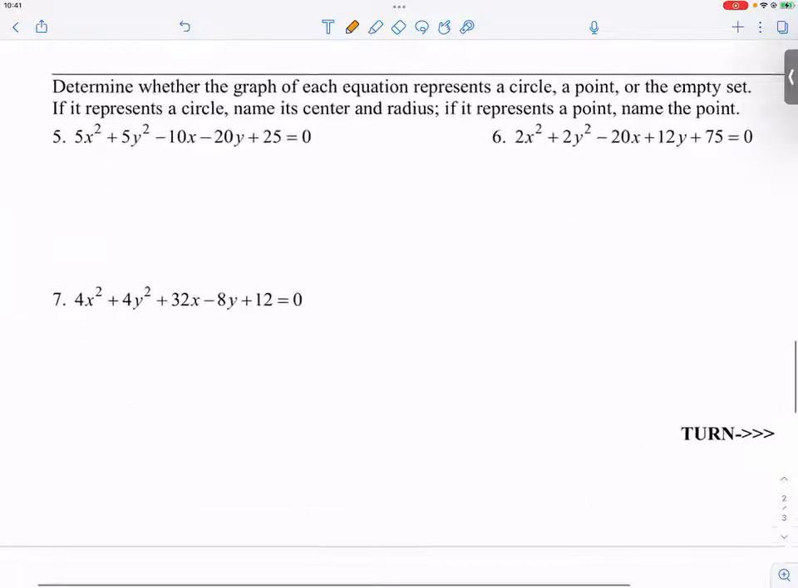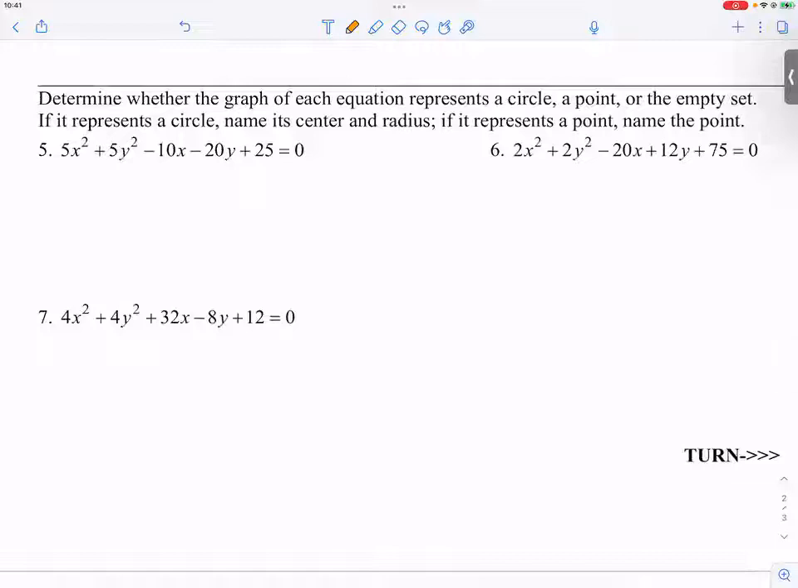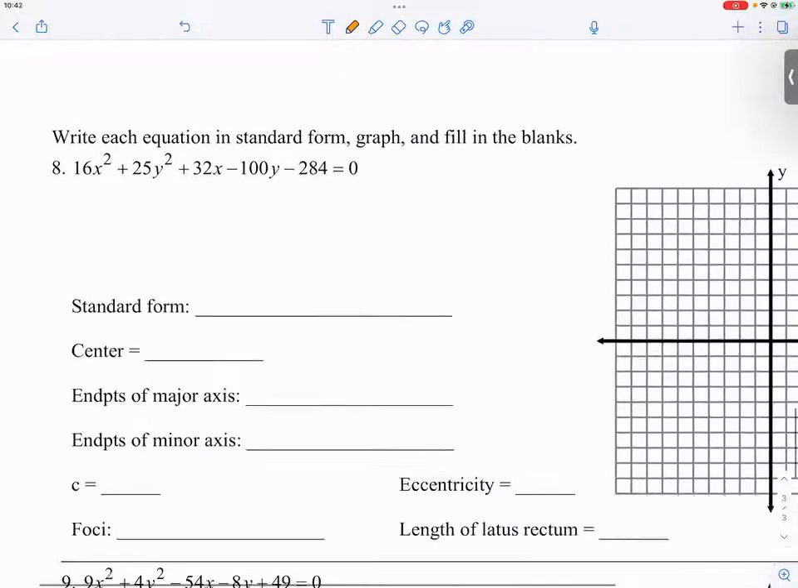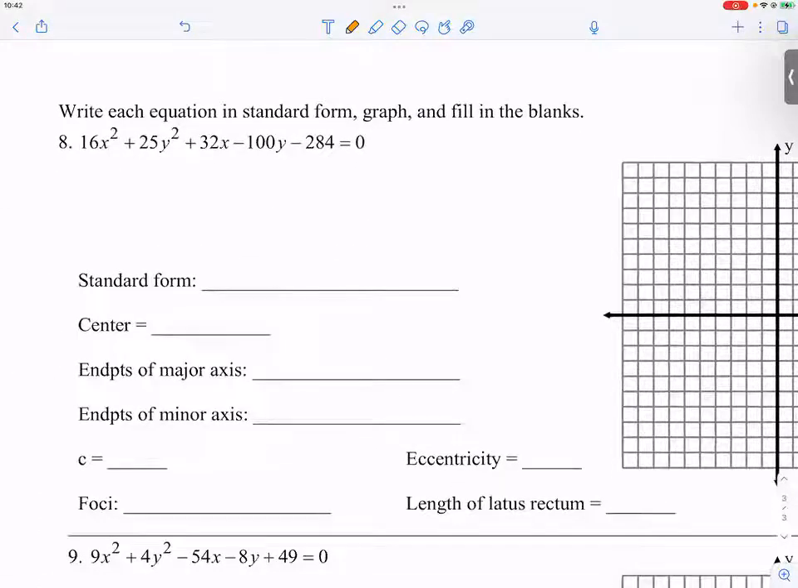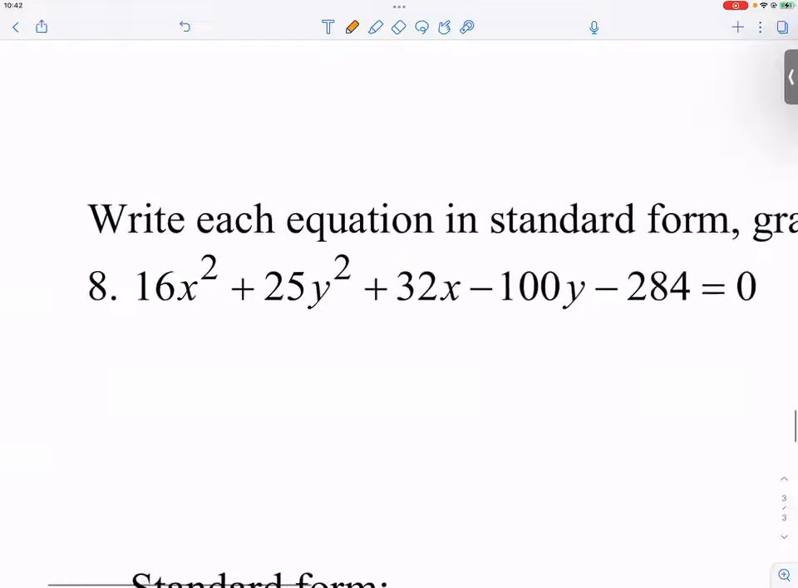Now we'll go over these questions in a moment, but this is all about you doing the completing the square. So we'll talk about this in a moment. And then you go to the next page. And how do we know this is a circle or an ellipse? Because the coefficients in front of the x squared and y squared are different in this case. So therefore, it must be an ellipse.